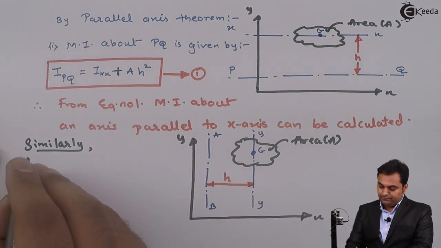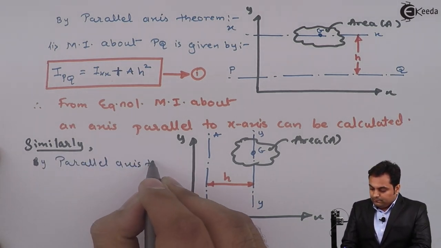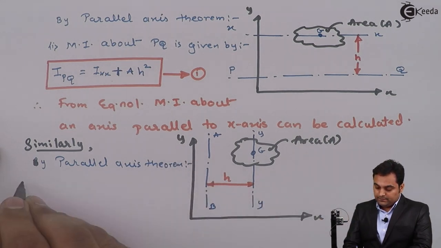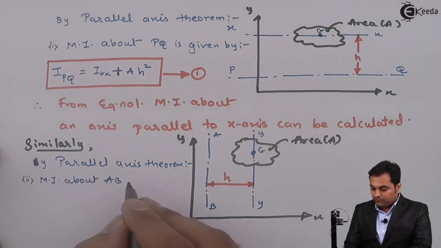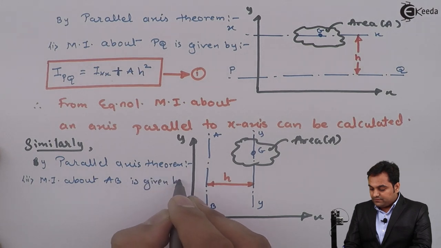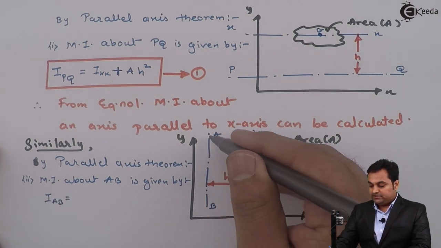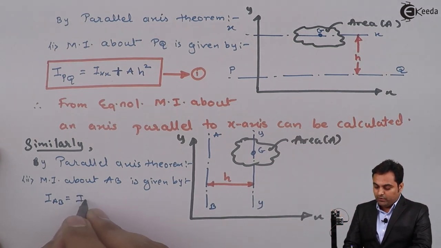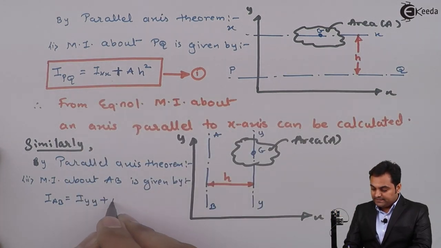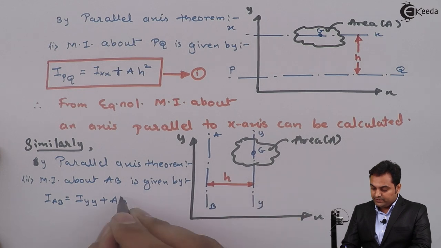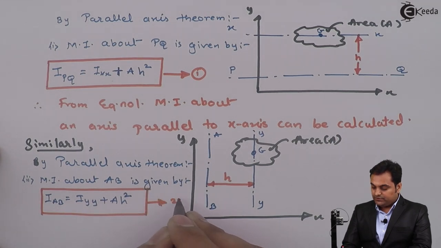So here again by parallel axis theorem, MI about AB is given by, that is it is parallel to y, so here this will be IAB is equal to, since AB is parallel to y axis, so here I'll take IYY. Previously PQ was parallel to x axis, so I have taken IXX, plus area, total area, into distance square, that is h square. This is my equation number 2.